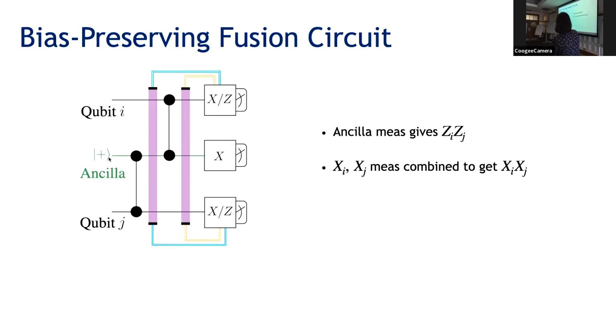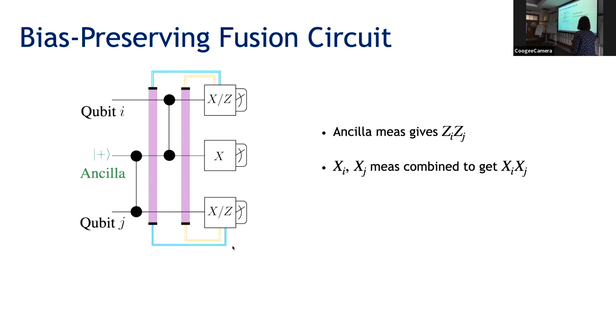I prepare an ancilla qubit in the plus state, do my controlled-phase gates. And after every controlled-phase gate, I check whether there was an erasure or not. If there was no erasure, then I measure all of these qubits in the X basis. The measurement outcome of the ancilla effectively measures the ZZ between qubit I and qubit J. And by measuring qubit I and qubit J in the X basis, I get Xi and Xj, and I can multiply them to get XiXj. So in the absence of erasure, this circuit does the right thing. It measures XiXj and ZiZj.